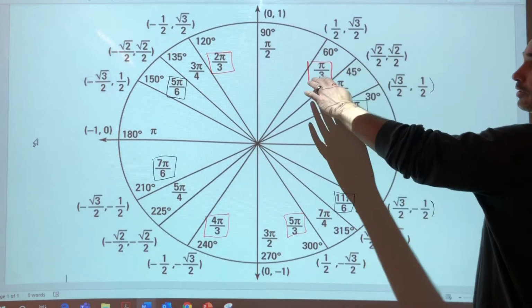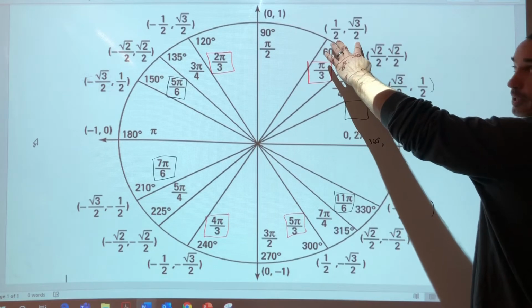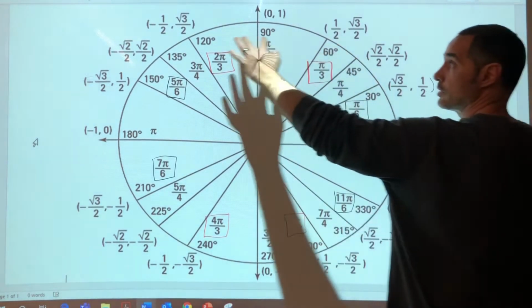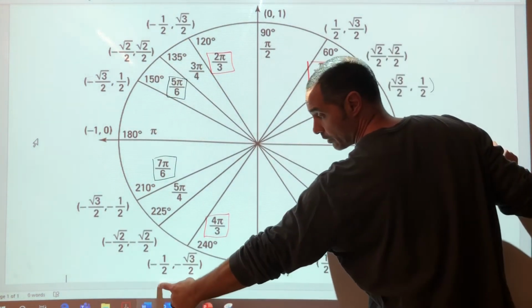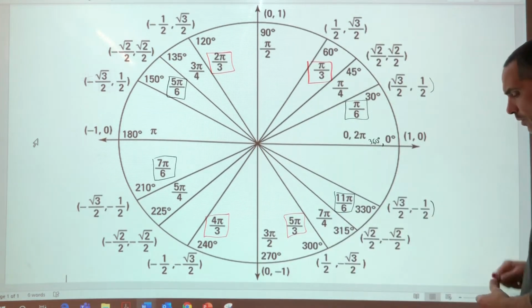And all the pi over 3 families have the same values, except the signs are different depending on what quadrant they're in. So this is 1/2, square root of 3 over 2. This is negative 1/2, square root of 3 over 2. And this one is negative 1/2, negative square root of 3 over 2. This is 1/2, negative square root of 3 over 2.